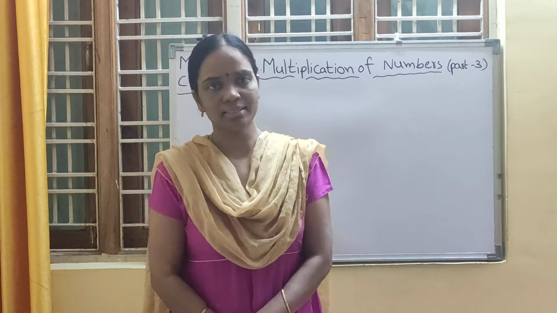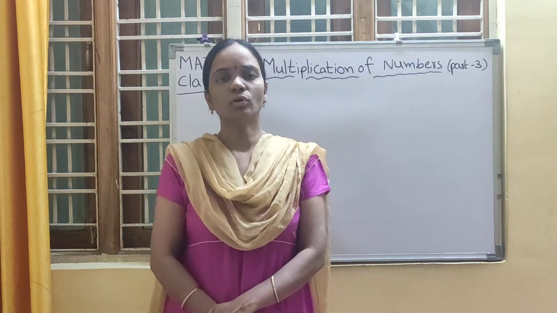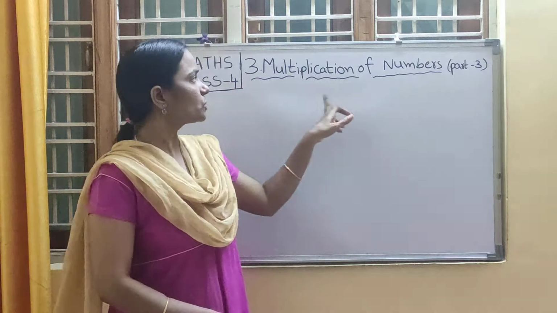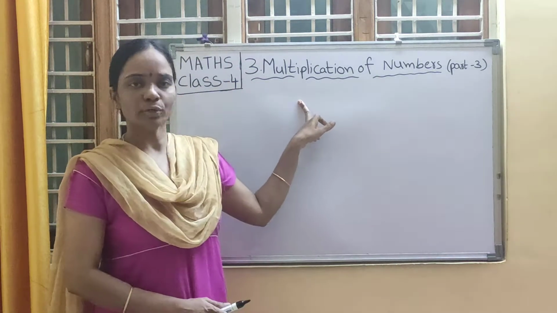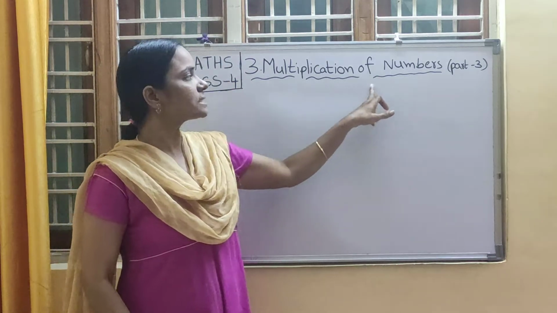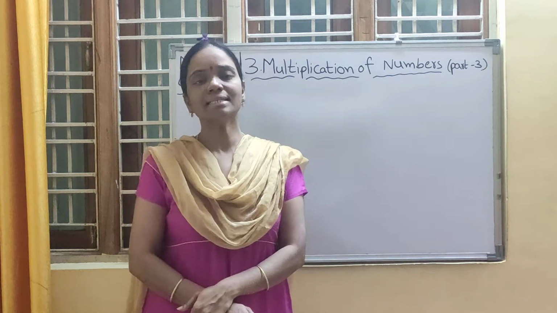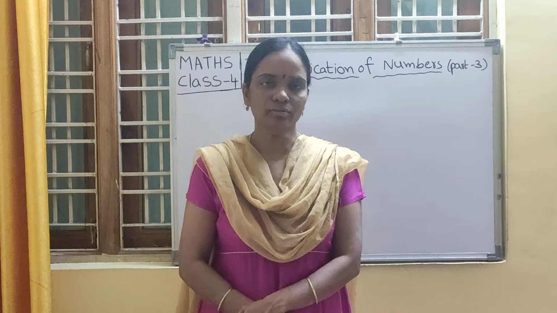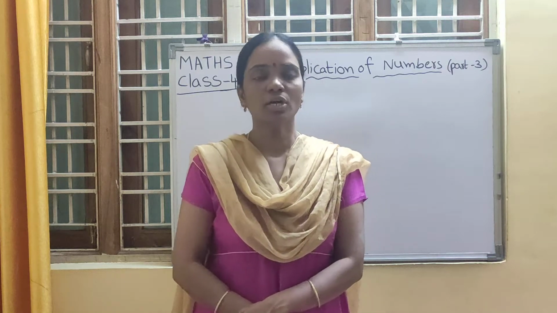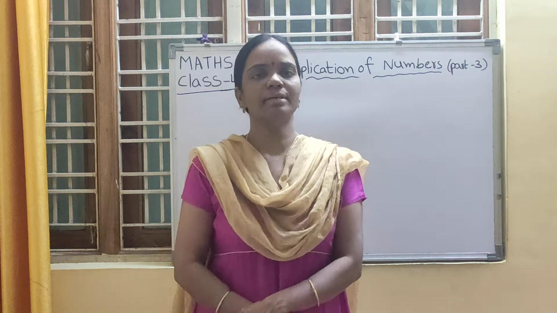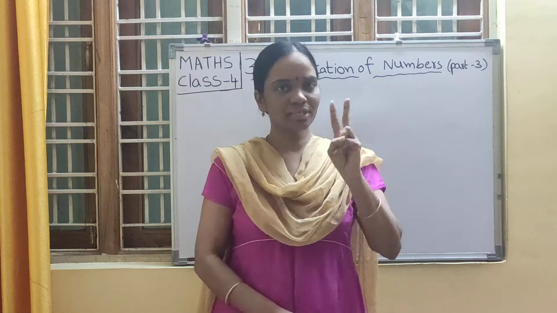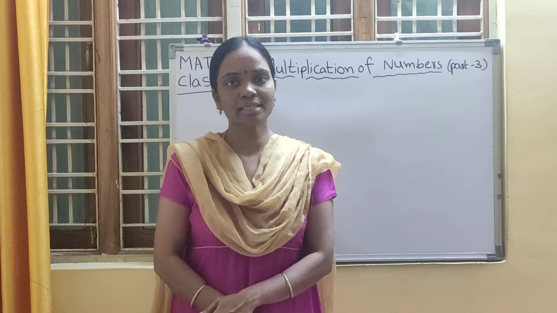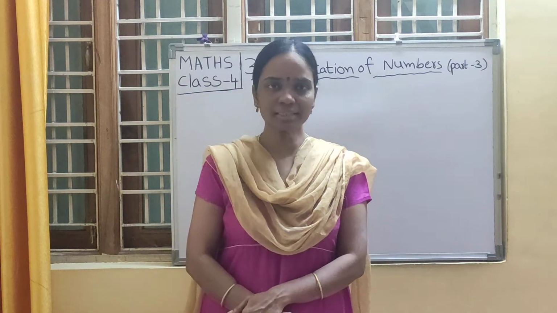Now, coming to the class. From the previous class, what have you learned, children? From part 2 of chapter 3. What is our chapter 3? Multiplication of numbers. Children, tell me what you have learned from the previous class. Very good. We discussed multiplication of a 3-digit number by a 3-digit number and a 2-digit number, and estimation of product also. Am I right, children?